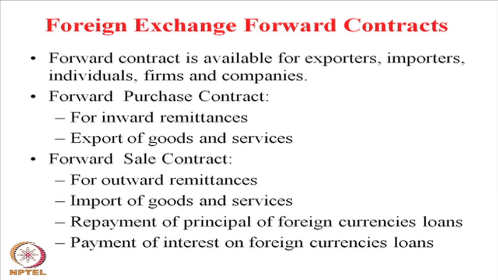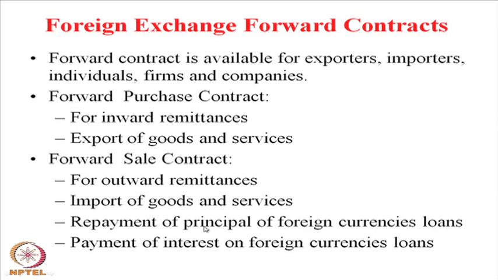Because of this reason, what can the importer do? The importer can buy a forward contract, and the position will be covered, so any further foreign currency fluctuation will not affect them. This is called import of goods and services, that is, outward remittances. Forward purchase or sale contracts are applicable.